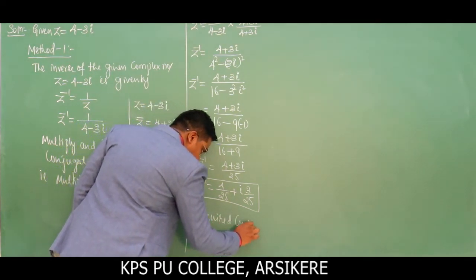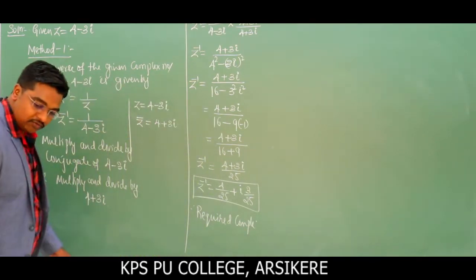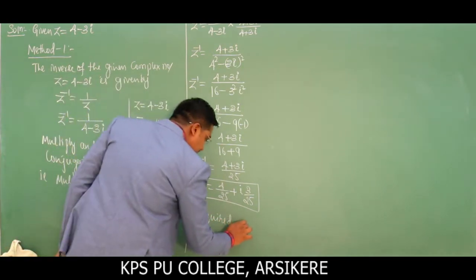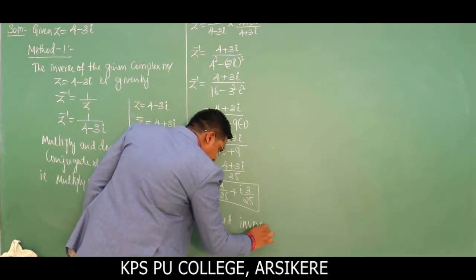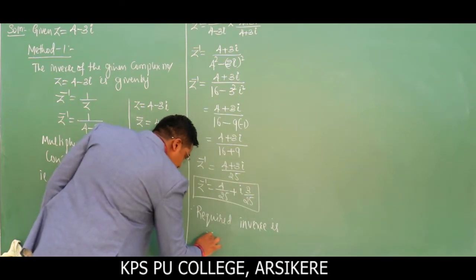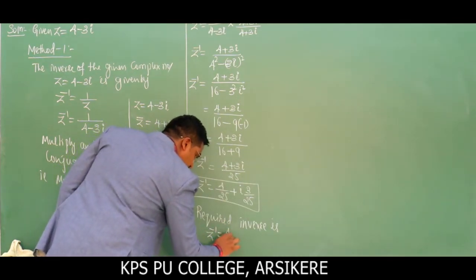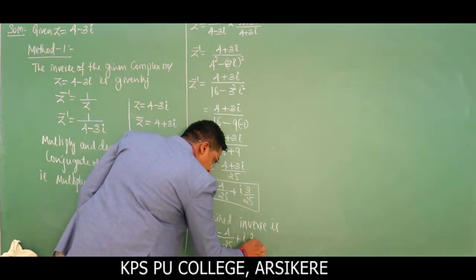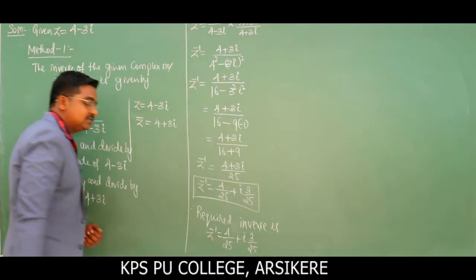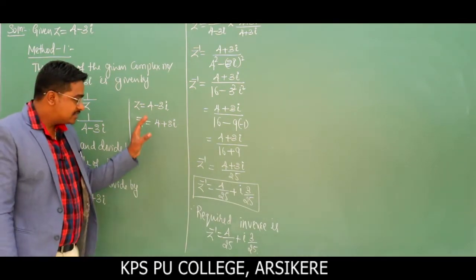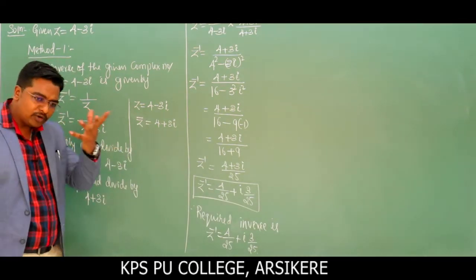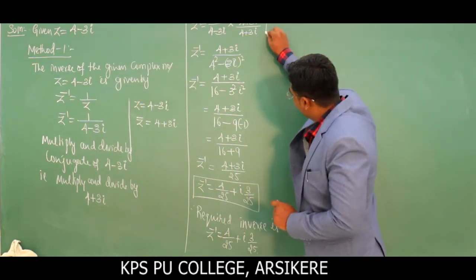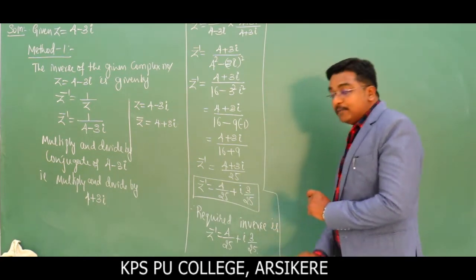So what is the required number therefore? The required inverse of the complex number is z inverse is equal to 4 divided by 25 plus i times 3 by 25. This is the required thing. This is by method 1. So what about method 2? How to solve this problem using method 2?